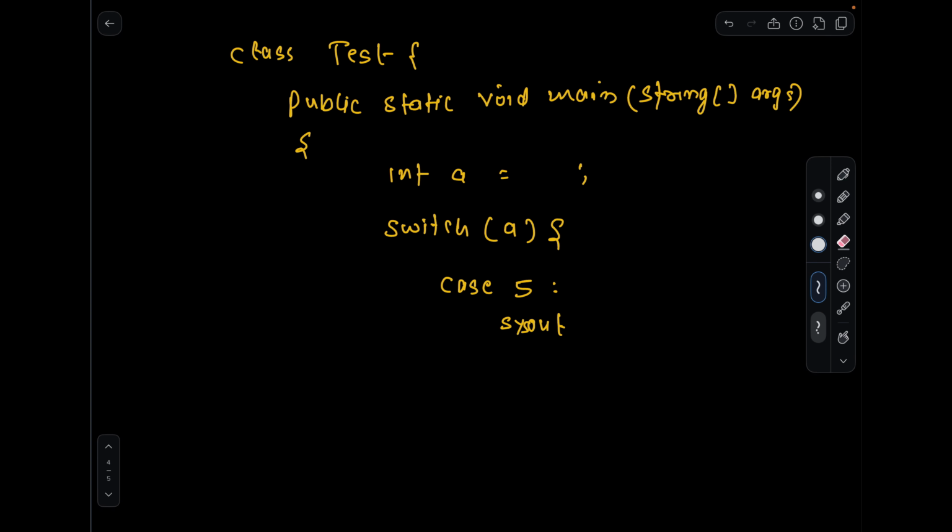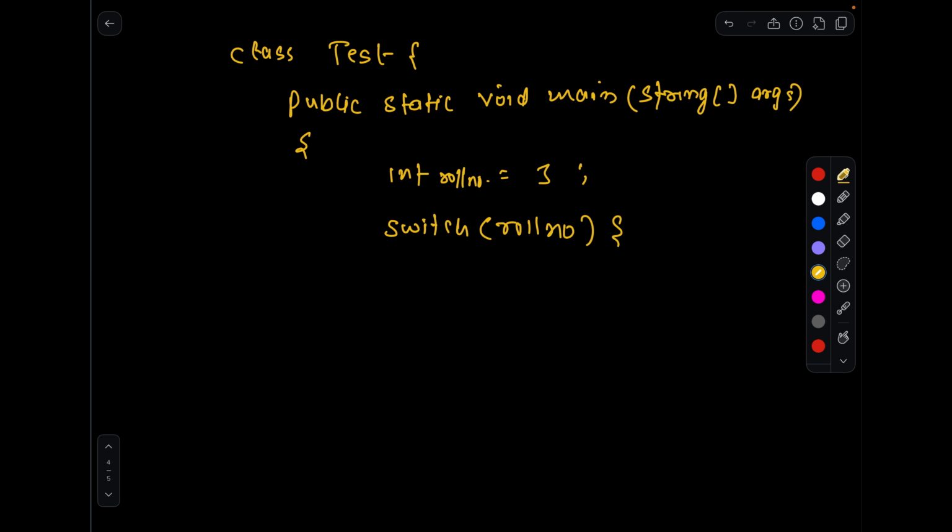Let me write one thing. Let me make it 3 to make it smaller. Okay, let's suppose this is a roll number, and I'm passing the roll number as an argument.